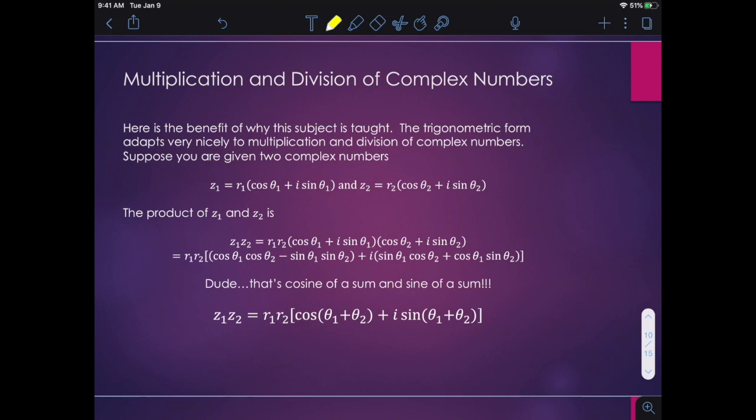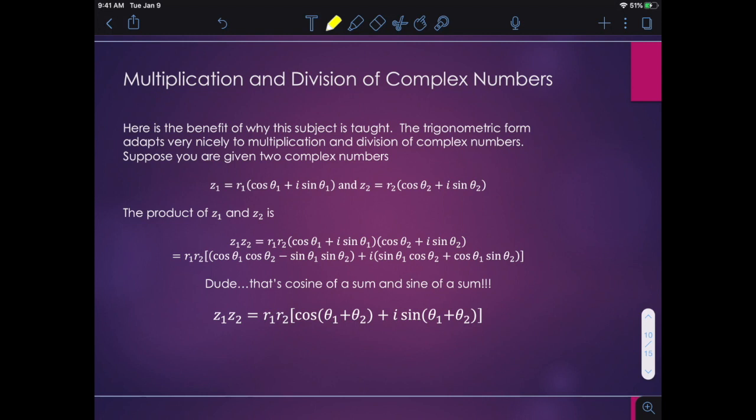And I'm just going to lead you into this, and hopefully you'll follow along and appreciate through some of your trig identities why some of this stuff works. So suppose that we're given two complex numbers, and one of them is z1, where z1 is equal to the modulus r1, and have the angle theta, the argument, be theta 1. So we got the cosine of theta 1, and we have i times the sine of theta 1.